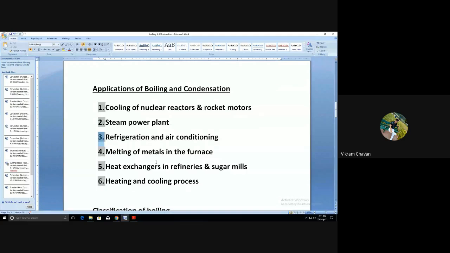Then heating and cooling processes. All the heating and cooling processes. In your daily routine, in your kitchen also, these phenomena are continuously happening, and there are n number of applications of boiling and condensation phenomena. Some are listed over here.